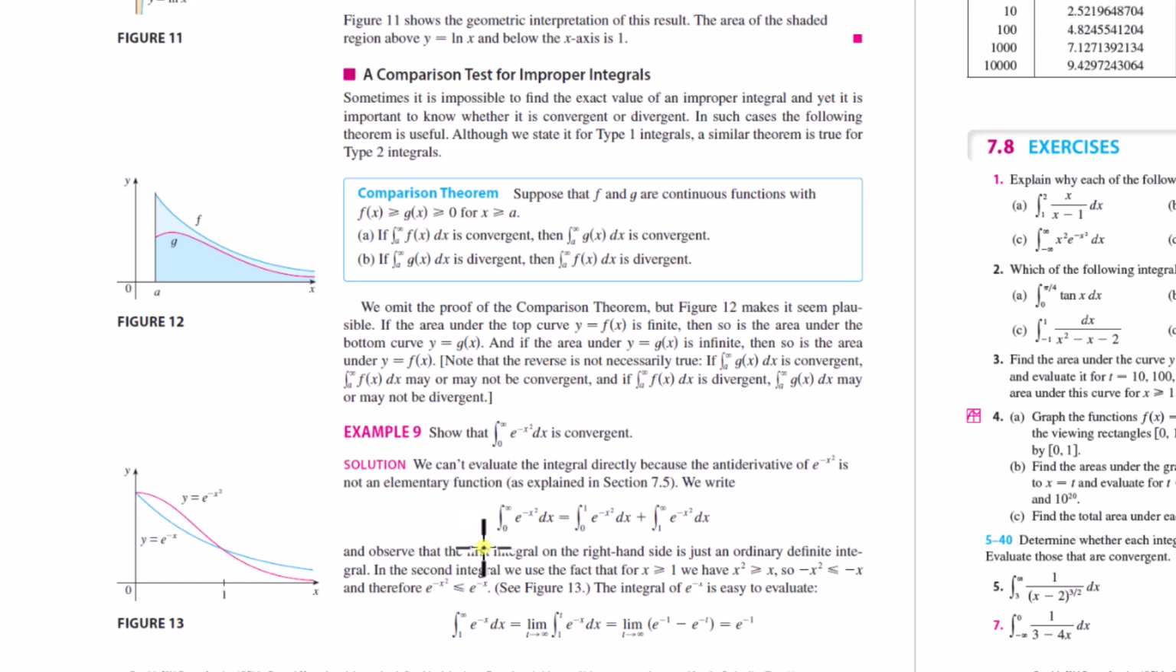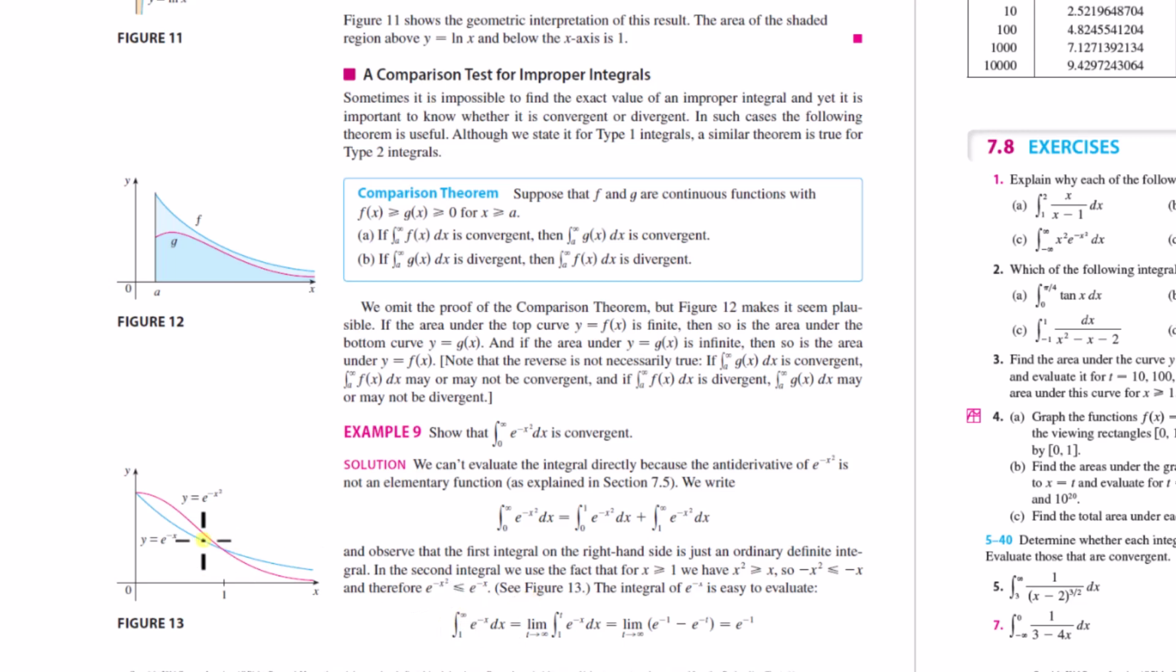So we write, they separate this into two separate integrals, the integral from 0 to 1 of e to the minus x squared dx, plus the integral from 1 to infinity of e to the minus x squared dx. And observe that the first integral on the right-hand side is just an ordinary definite integral. In the second integral, we use the fact that for x greater than or equal to 1, we have x squared is greater than or equal to x. So minus x squared is less than or equal to minus x, and therefore e to the minus x squared is less than or equal to e to the minus x.